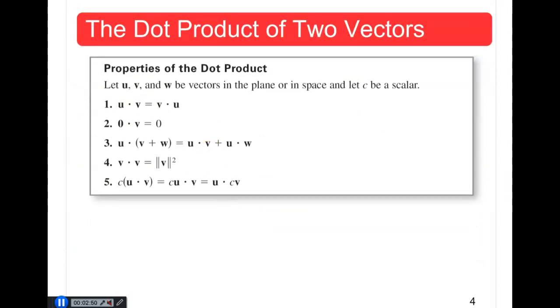So we do have some properties for the dot product, and here we're going to consider the vectors u, v, and w to be vectors in the plane or in space, and c, the letter c, is going to represent a scalar or a real number. So the dot product is commutative, meaning that if you change the order of the vectors, you will get the same result. So in this case, the vector u dotted with v is the same as v dotted with u.